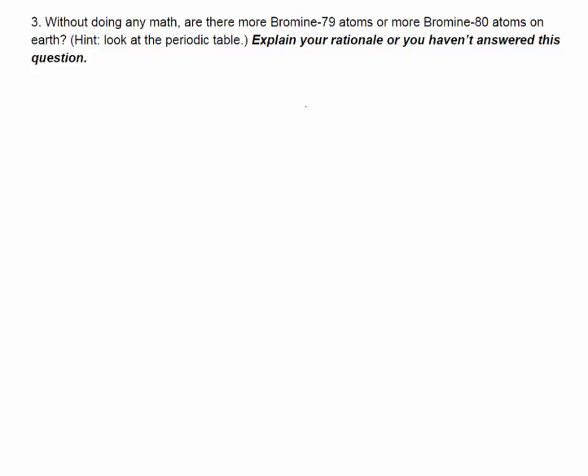Now, in number 3, it's just a question, no math required here. So you have bromine-79 and bromine-80. What you need to do, as the hint tells you, is look and see what bromine's weighted atomic mass is on the periodic table. If I look there, I find out bromine has a weighted atomic mass of 79.904 AMU.